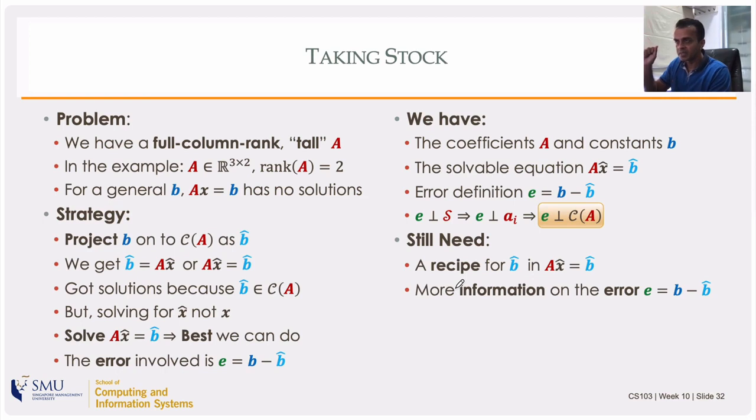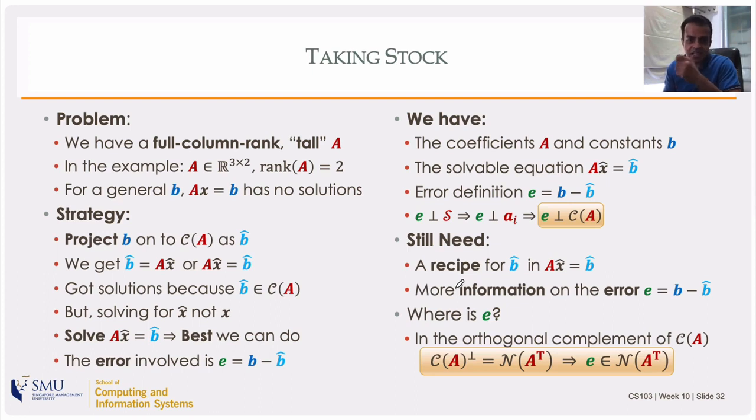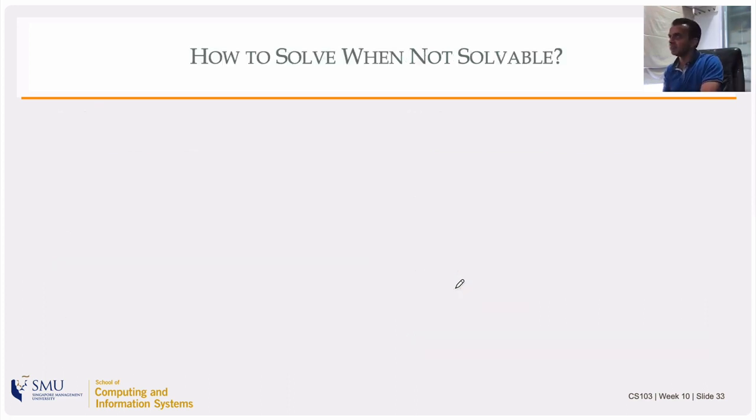We still need more information about how to get B hat such that we can solve Ax hat is equal to B hat. So you need to have some more information about the error perhaps. First thing to note is that E is orthogonal to the column space, which means E is in the orthogonal complement of the column space. What is orthogonal complement? Orthogonal complement is the set of all possible vectors orthogonal to a subspace that you're talking about. And what is the orthogonal complement of the column space? That is the left null space. So here is where the left null space is coming to it on its own, and then the error is a member of the left null space.